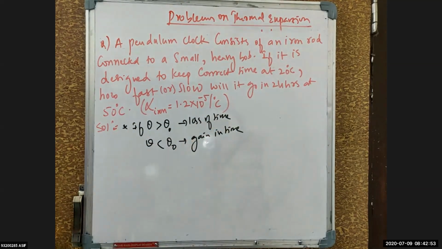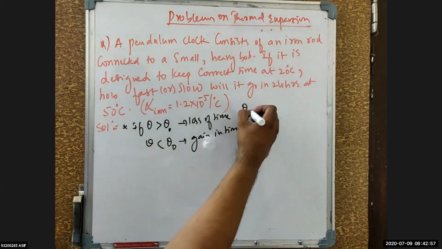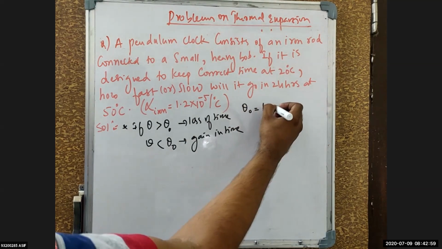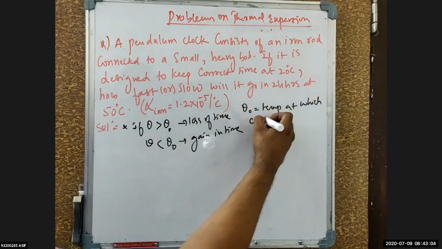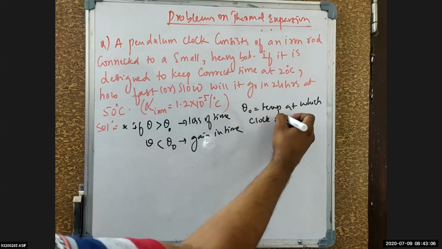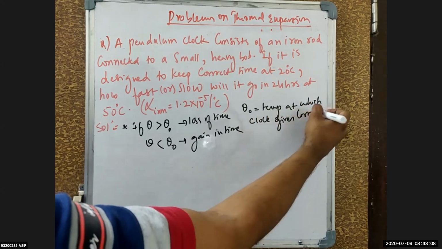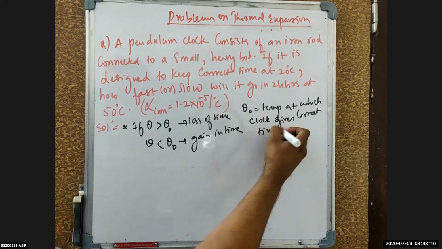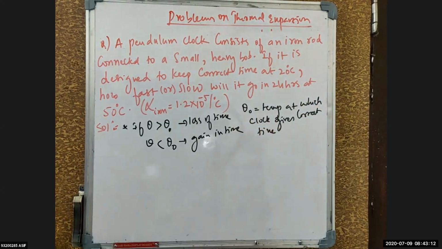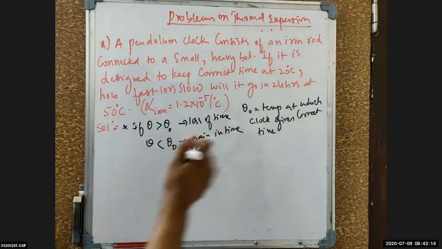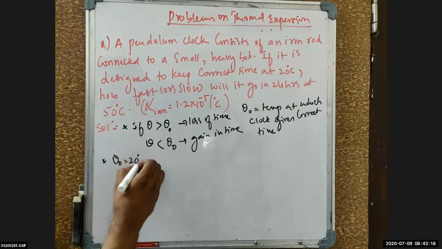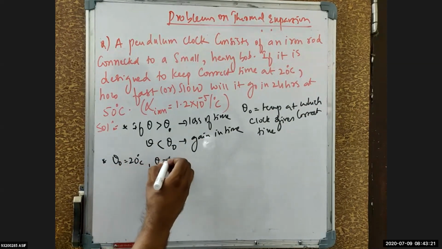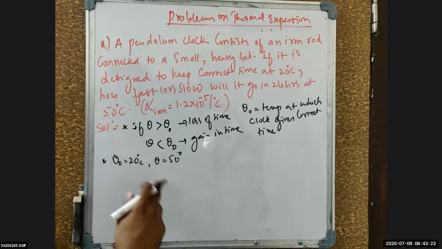Okay. Theta naught is nothing but what? The temperature at which the clock will give the correct time, beta. Theta naught is nothing but the temperature at which the clock gives correct time. So theta naught is right now for me what? See the first condition right now. Theta naught is given as how much for me? 20 degrees centigrade. And theta is given as how much for me? 50 degrees centigrade.